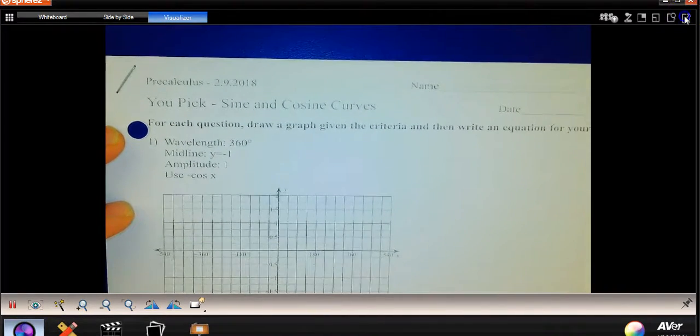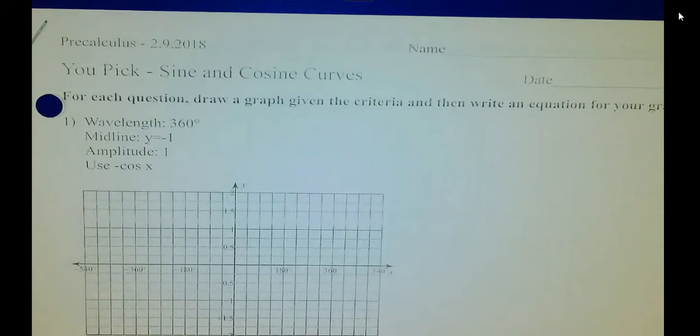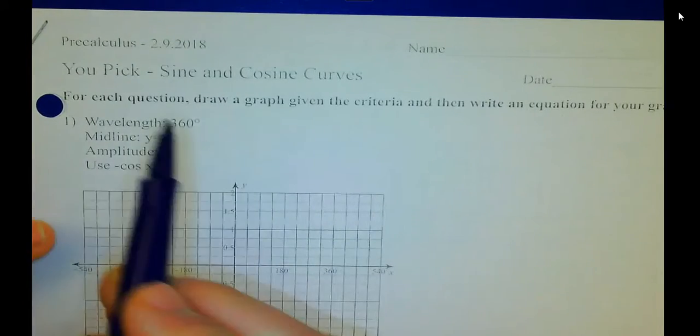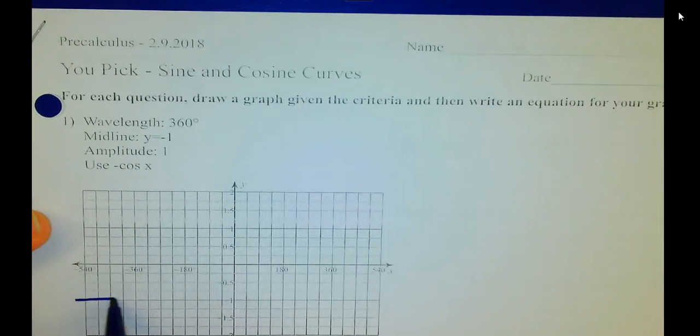Okay, so for this first video, I'm just going to show you how to draw a basic sine and cosine curve. Doing problem number 1, which is a negative cosine curve. The first thing you want to plot using the 5-point method is the midline, y equals -1. So you're going to put a midline down here at -1 on the y-axis.